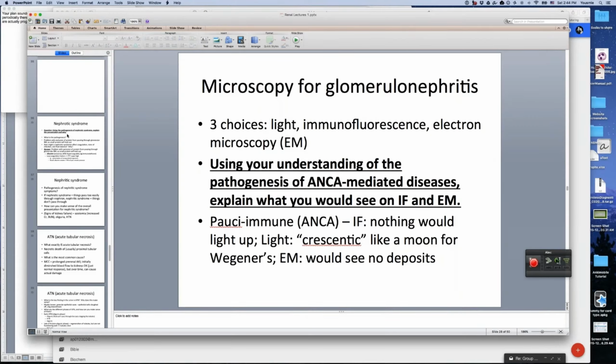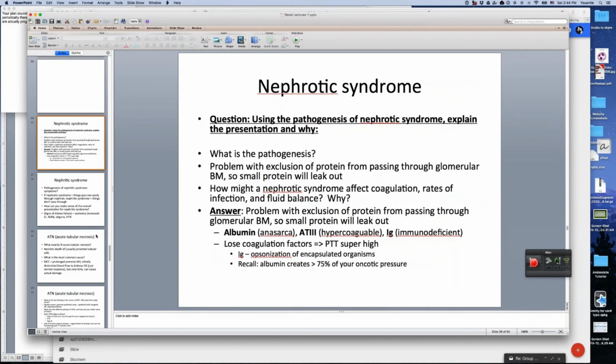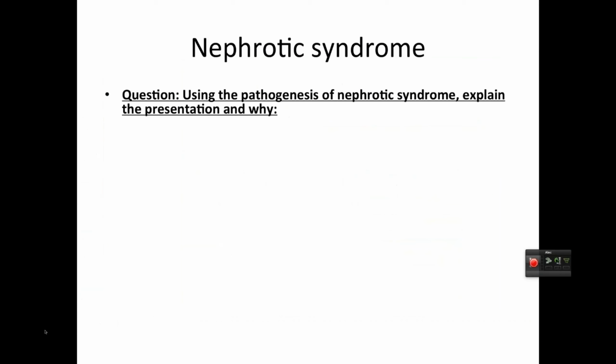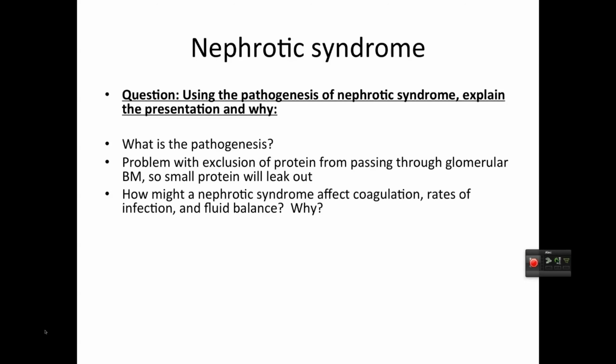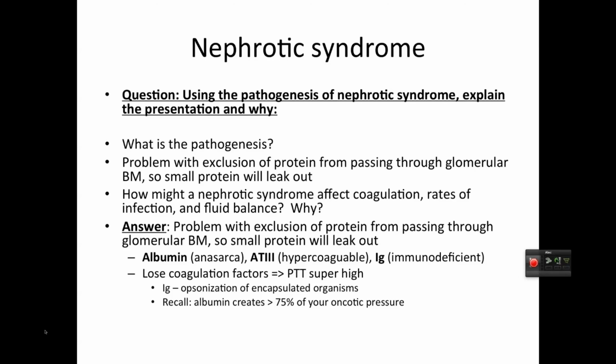So briefly, let's talk about nephritic versus nephrotic syndrome. The easiest way to think about nephrotic syndrome is that it's an exclusion problem. This would be the pathogenesis to presentation question that I would have you put in your cards. It's a problem of excluding proteins. Proteins leak through the glomerular basement membrane very easily, and this explains a lot of the side effects. You lose albumin, so you get anasarca, which is just total body edema.